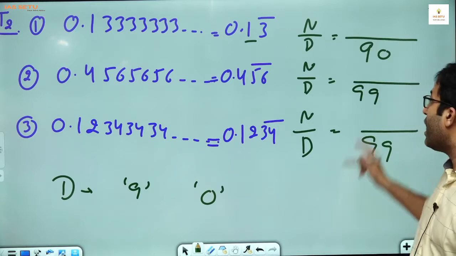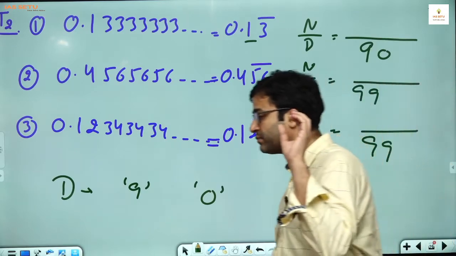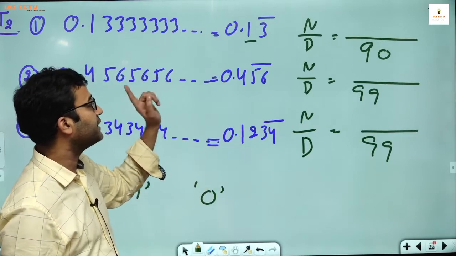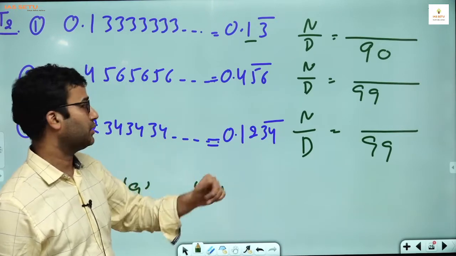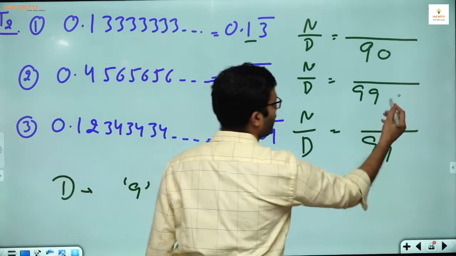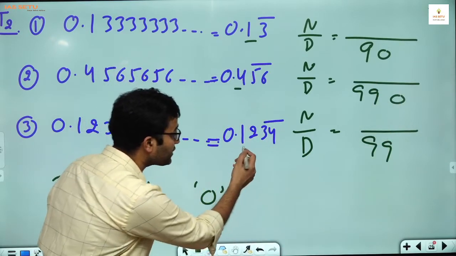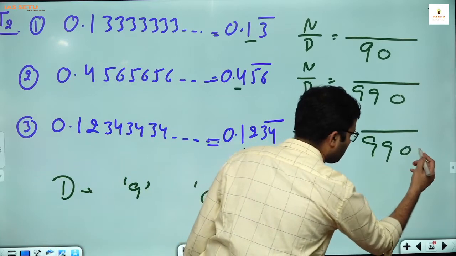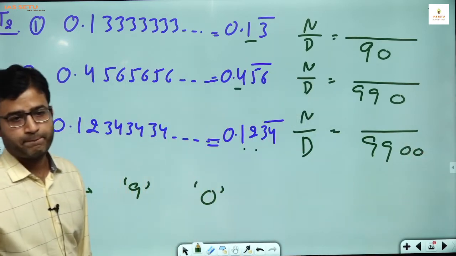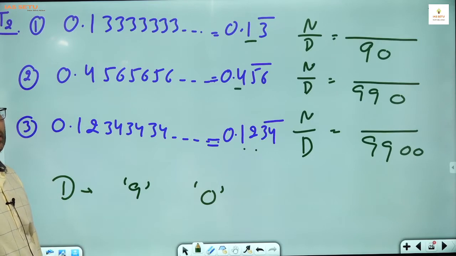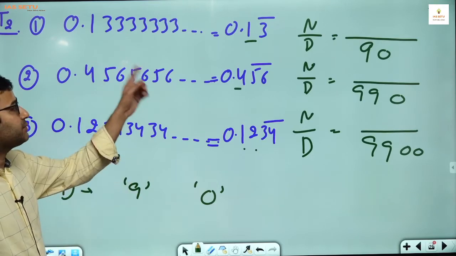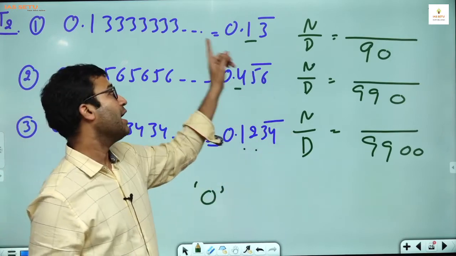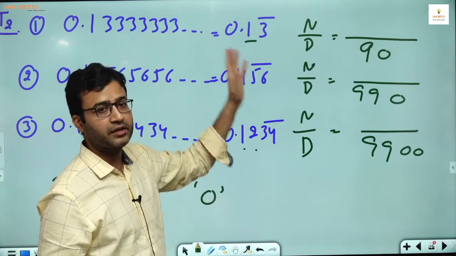I repeat, after this 9, we will put as many 0, as many digits between decimal and recurring part. So there is one digit, so we put 1 zero. In this case, there are two digits, 1 and 2, so I have to put 2 zeros. Rule number 1: as many 9, as many digits under the bar, followed by as many 0, as many digits between decimal and recurring part.